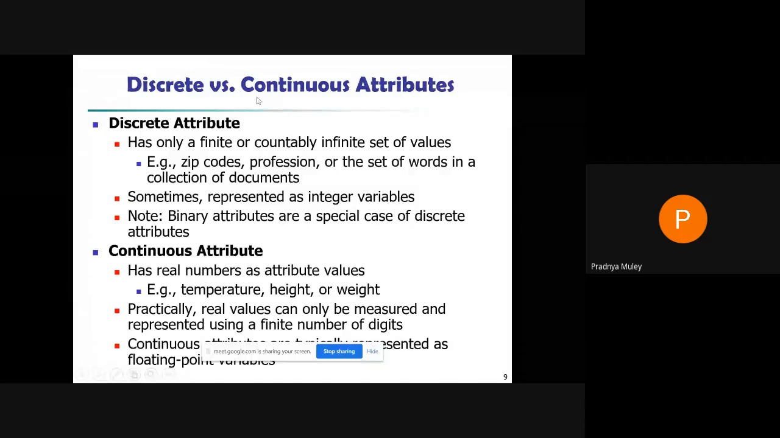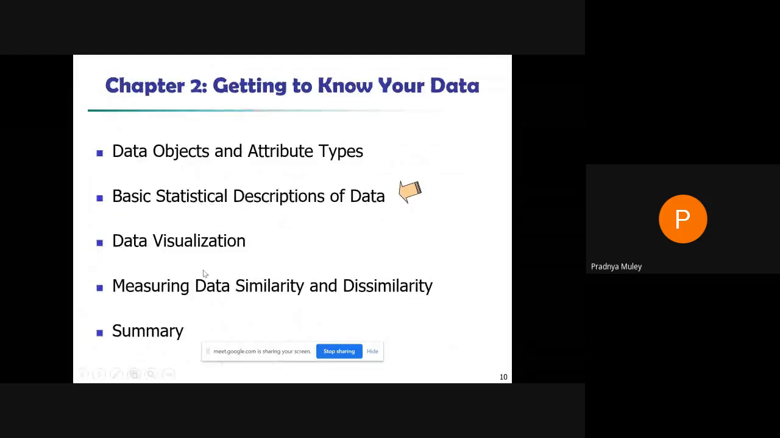Discrete versus continuous data attributes. Discrete attributes are those with a finite or countably infinite set of values. For example, integer variables. All integer variables are discrete attributes. Those which are not discrete are continuous. For example, float variables or real values are continuous attributes. So up to here we have seen it yesterday.